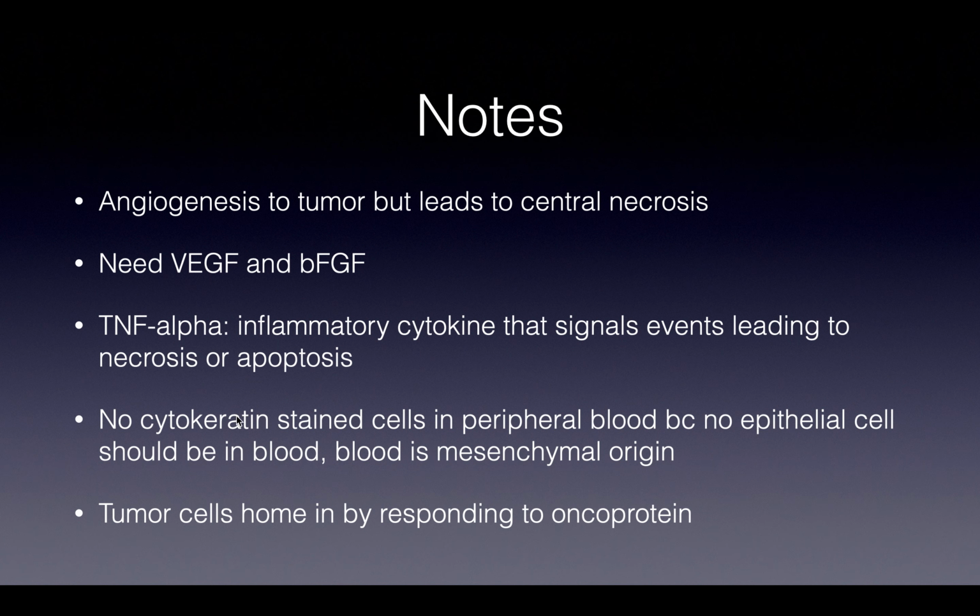And there are no cytokeratin stained cells in the peripheral blood normally, because there shouldn't be any epithelial cells in the blood, because blood is of mesenchymal origin. So if you find any kind of epithelial cell or cytokeratin stained cell, you have to immediately suspect some kind of cancer. The oncoproteins are high in liver cancer and whatnot, because the tumor cells will home in to the tumor, even if they're produced by somewhere else.